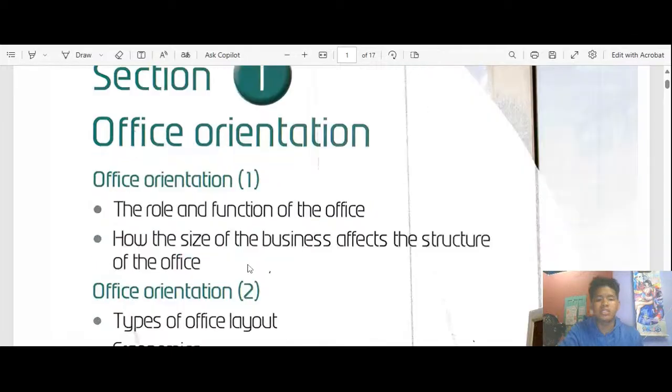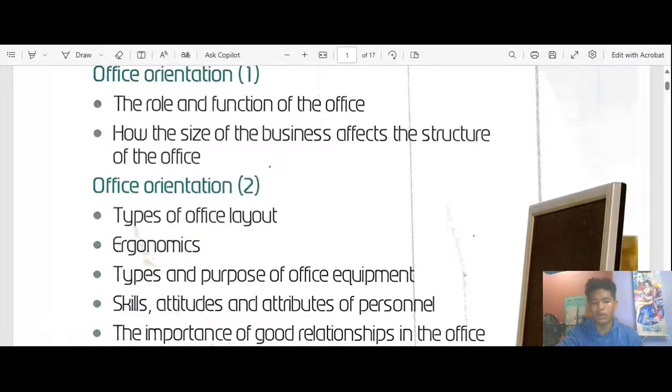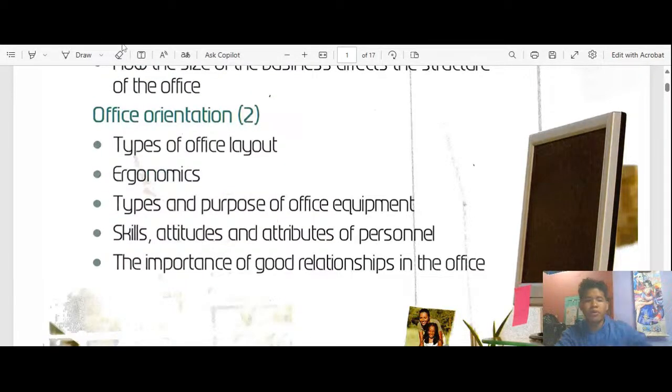So for this section, we'll be looking at the role and function of the office. Not only that, we'll be looking at the types of office layout, what is ergonomics, the types and purposes of office equipment, skills, attitudes, and attributions of personnel. We will also be looking at the importance of good relationships in the office. So, with that said, let's actually start this document.